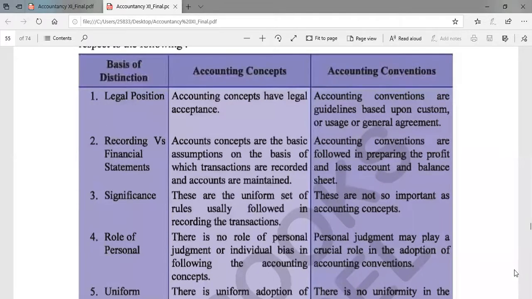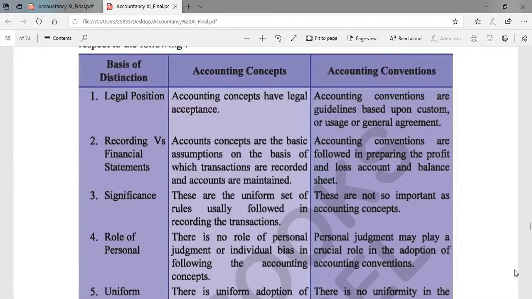So legal position: accounting concepts have legal acceptance. That means in whatever accounts are prepared, you will see that these concepts you have studied, the 11, are used, right? For conventions, it is written that accounting conventions are guidelines based on customs and usages and general agreement. The legal position for customs is not as rigid as compared to concepts. That means concepts are meant to be followed the way they have been defined, right? Conventions are also followed, but when you read them in detail you will understand that there are some contradictory points which come in conventions. So we are going to follow it, but it is not a mandate that we have to follow that only. We can always switch. Okay, moving ahead. So as compared on legal position, concepts are more rigid and conventions are a little flexible.